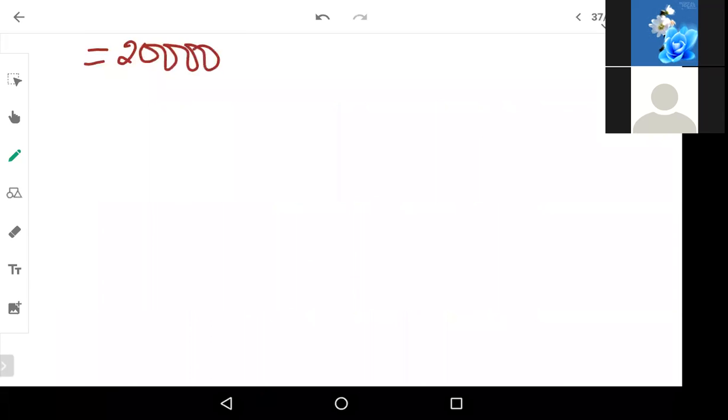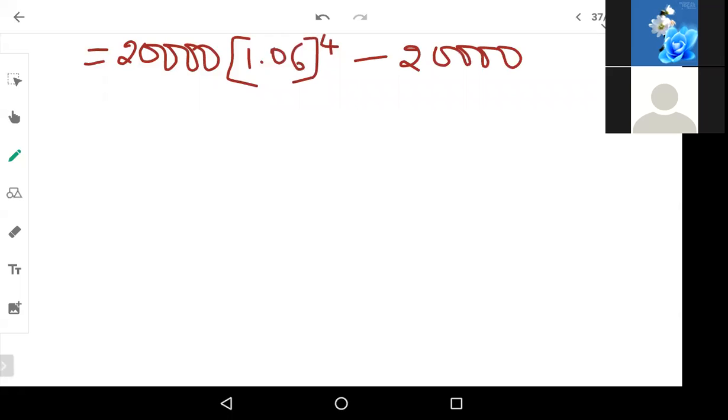20,000 into 1 plus 0.06 is 1.06 to the power 4 minus 20,000. Now calculate 20,000 into 1.06 to the power 4. So 1.06 multiplied 4 times: 1.06 into 1.06 into 1.06 into 1.06.